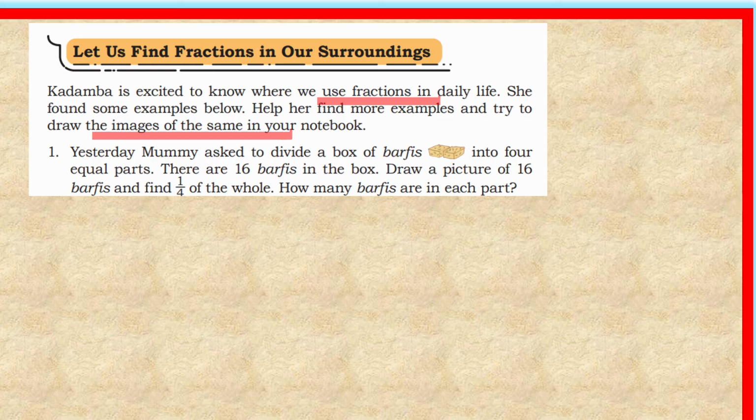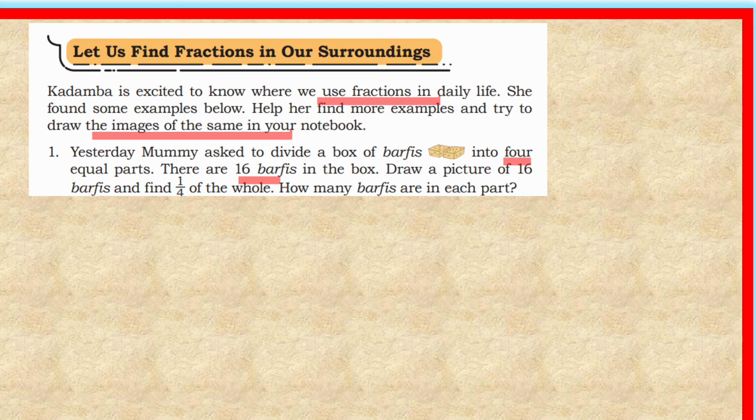First one, yesterday mummy asked to divide a box of burfis into 4 equal parts. So there is one box of burfis or sweets and mummy wants to divide them equally into how many groups? 4 groups. There are 16 burfis in the box. The total number of burfis is 16. So we have to divide 16 burfis into how many equal parts? 4 equal parts. Draw a picture of 16 burfis and find 1/4 of the whole.